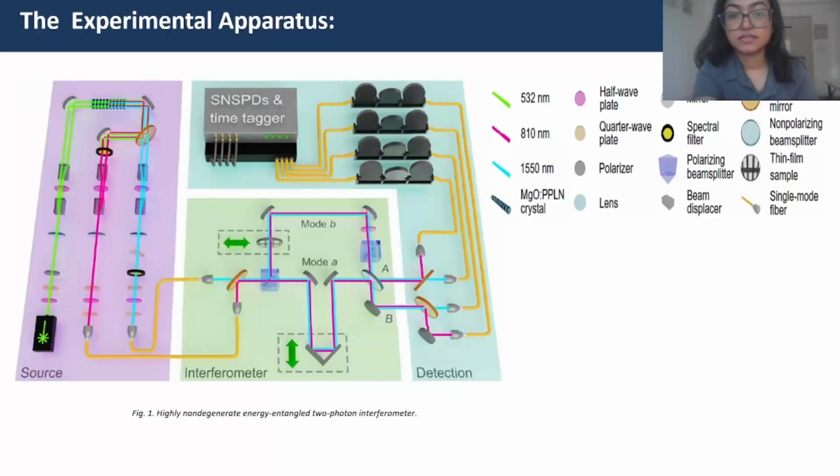Here is the experimental apparatus taken from the paper. At first, it looks very complicated, but it becomes very clear once you break it into three functional modules, which are color coded in the original figure.